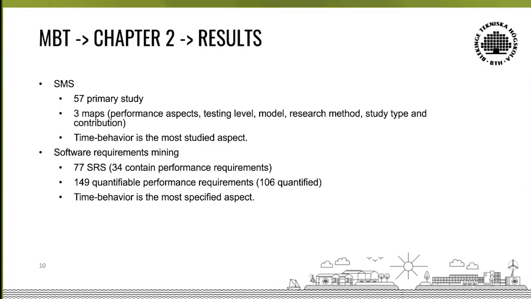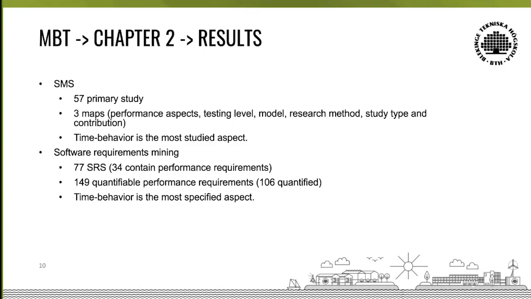What are the results of this study? Well, from the SMS, we have identified 57 primary studies, and I present the results as 3 maps. The maps show data about the performance aspect, the model used, testing level, research method and contribution, and study type. We found that time behavior is the most studied aspect of performance. We have identified 5 performance aspects, which I'm going to present in the next slide. And time behavior was the most studied one.